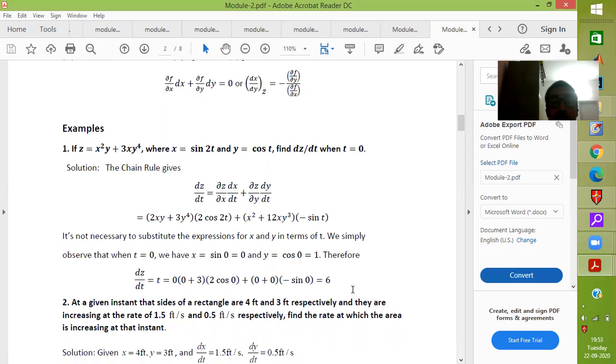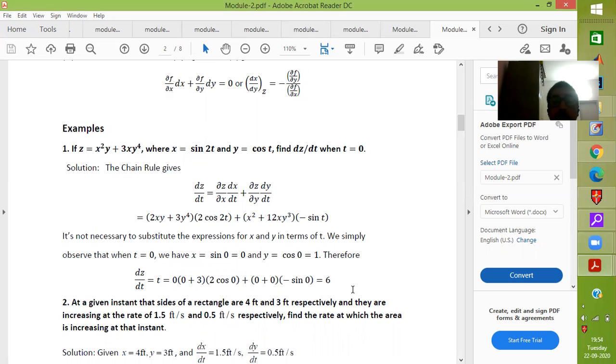So first we invoke the chain rule, dz by dt is equal to dou z by dou x into dx by dt plus dou z by dou y into dy by dt. So using z is equal to x square y plus 3x y power 4, you get dou z by dou x. Similarly, you also get dou z by dou y. And using x is equal to sin 2t, you get dx by dt as 2 cos 2t. And using y is equal to cos t, you get dy by dt as minus sin t. And then you plug into the right hand side of the equation, and you can leave it at that point.